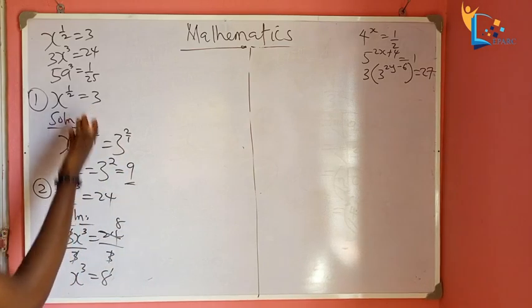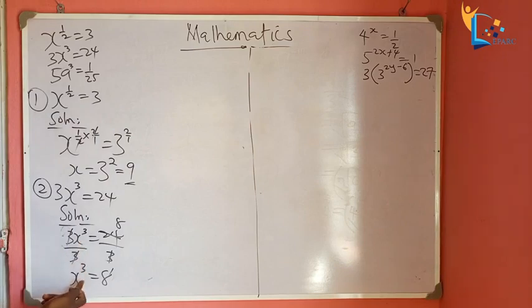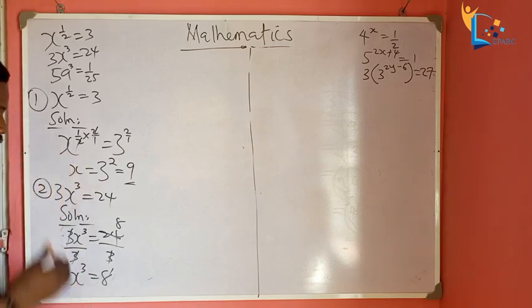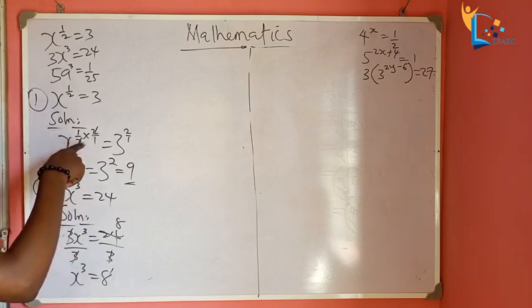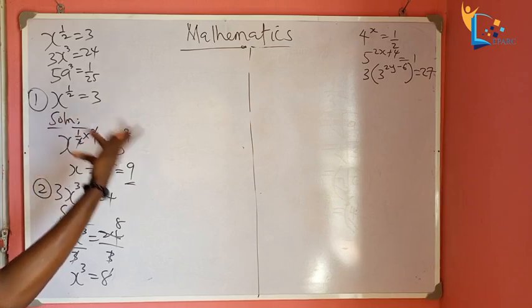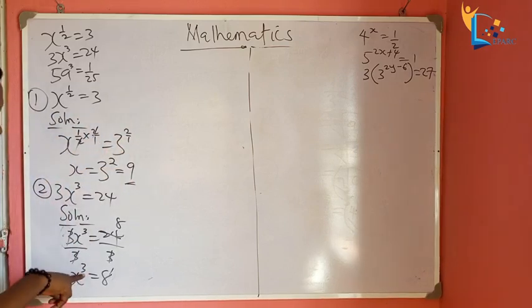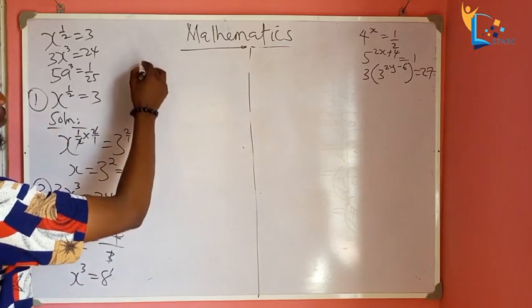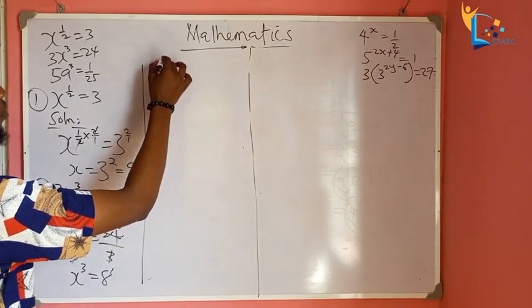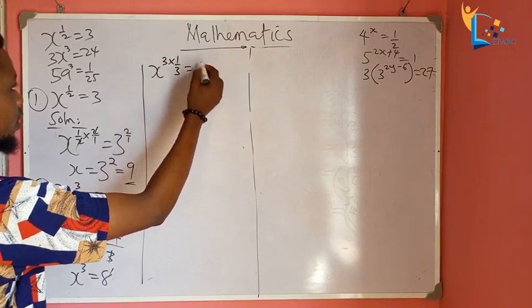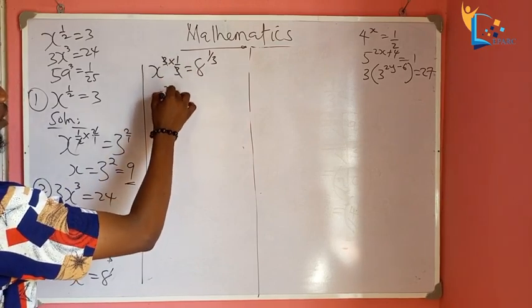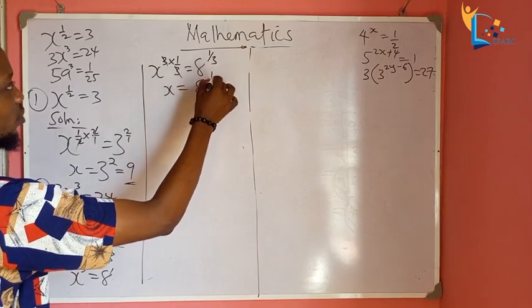equation here is looking like the first one. So we'll look for the multiplicative inverse of 3. Now the multiplicative inverse of 3 is 1 over 3. Just the opposite is 1 over 3. In this case, the multiplicative inverse of 1 over 2 was 2. But here we didn't have 1 over 3 as in the first case. Now it's just 3. So the multiplicative inverse of 3 will be 1 over 3. So we'll have x raised to the power of 3 times 1 over 3 equal to 8 raised to the power of 1 over 3. So 3 will cancel 3. So we're left with x equal to 8 raised to 1 over 3.